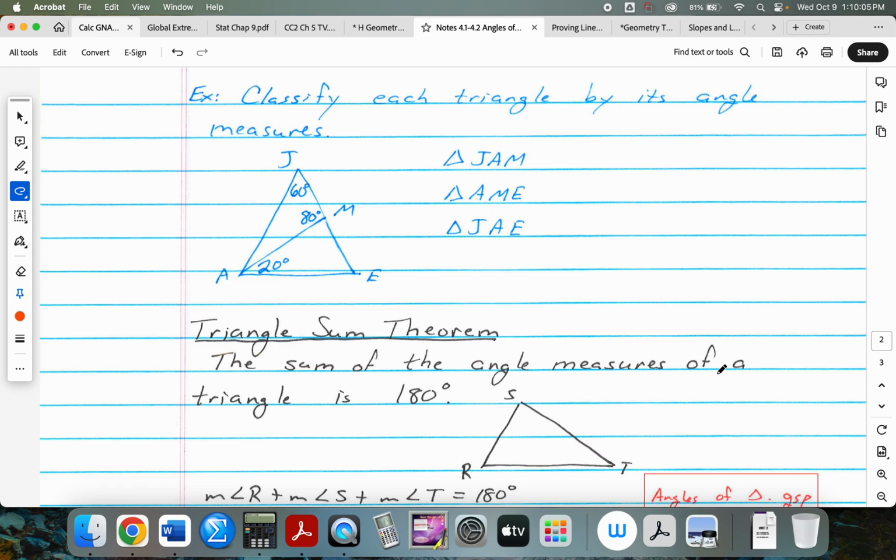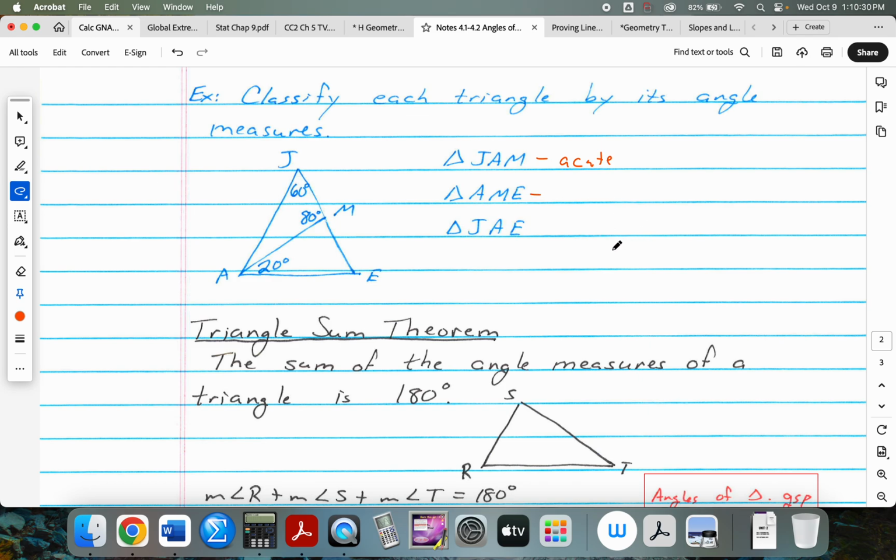Now here let's classify each triangle by its angle measures. So if we're talking about triangle JAM, well, they've given you 2 of them. They didn't give you the third one. We'll talk more about that in a second. But that third one looks pretty small, right? So acute, because all 3 angles are acute.